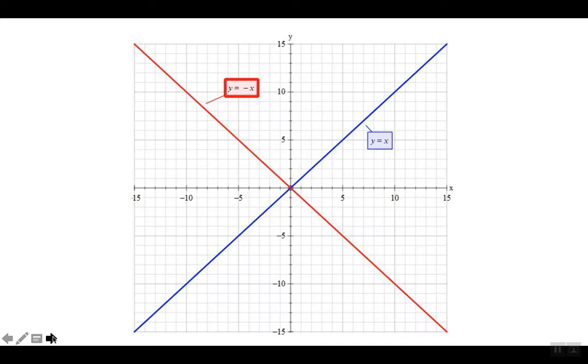And to refresh your memory, you should have these lines memorized, what they look like. So the blue line is y equals x. It's a diagonal line that goes from the bottom left to the top right. And the red line is y equals negative x. It's also a diagonal line that goes from the top left to the bottom right. If you have those memorized, it'll help you understand easier and quicker when you have problems that involve reflecting over those lines.